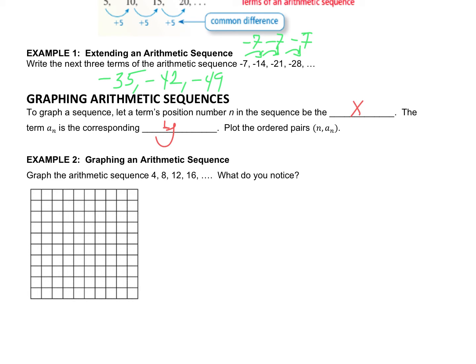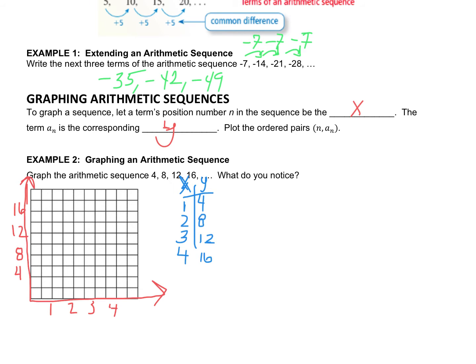So let's look at the sequence below, and we're going to talk about graphing it. So if I first make my x and y table, I have 4 points that we're going to be plotting. First position, the y is a 4. The second position, the y is an 8. Third position, it is 12. And the fourth position, it's at 16. So there's my table that I can now go ahead and graph.